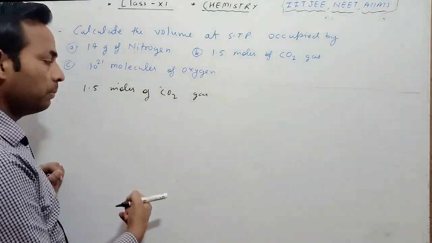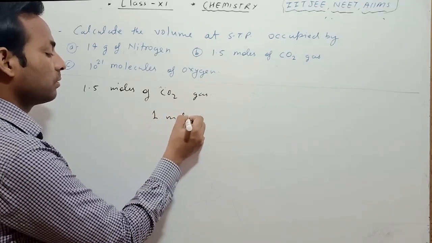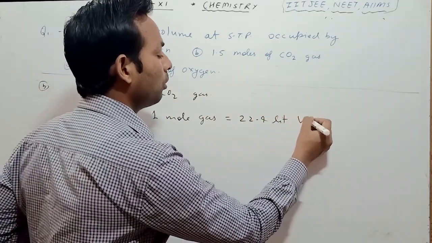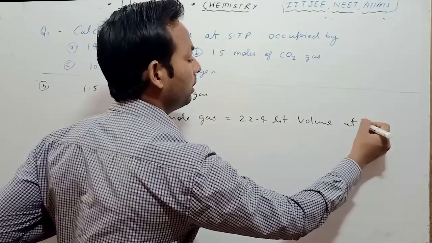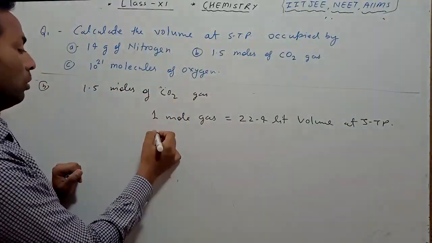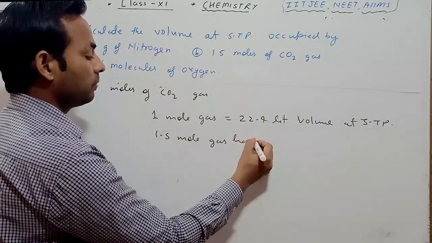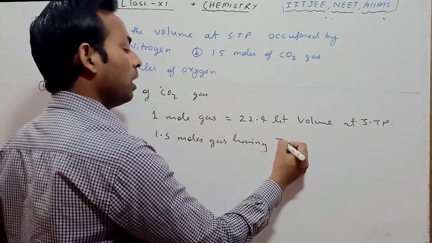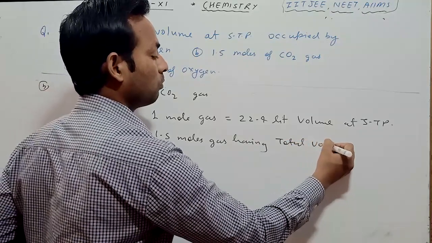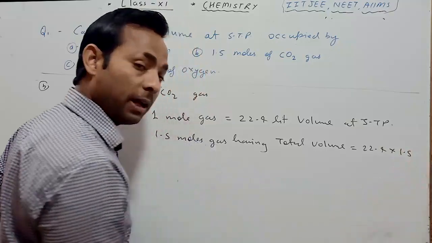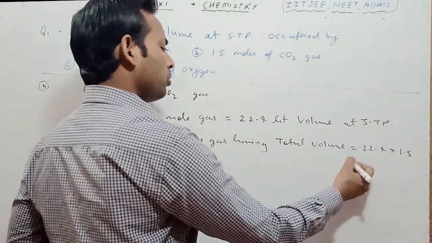So it is very simple. 1 mole gas equals 22.4 liter volume at STP. So 1.5 mole gas has total volume equal to 22.4 multiplied by 1.5. That is very simple. So multiply this value.